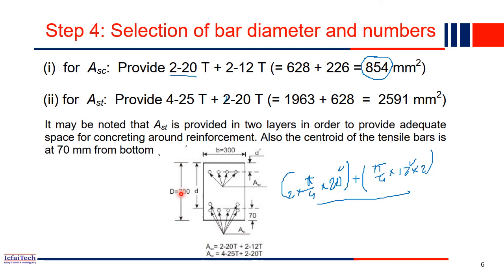D is already given to us as 700, B is also given as 300, and we are providing 4 bars, right? 2 of 20 mm and 2 of 12 mm. That is our ASC value, and at the bottom we are providing 6 bars: 4 of 25 mm and 2 of 20 mm. So here also you see at the bottom we have to draw it, and this is our final design of the reinforcement. Now this design will be given to the site engineer, who will make the beam as per the drawing and execute it on site. That's how the doubly reinforced design happens. We have done this problem from basic scratch, and ultimately we have drawn the doubly reinforced section.